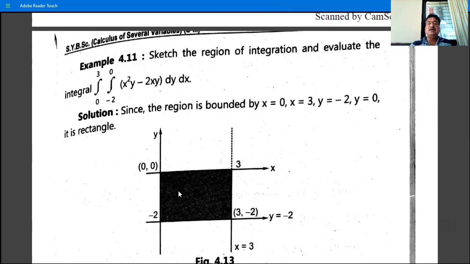We can sketch the region of integration from the values of the limits. The limits of x and y both are constants. Here dy is first, so minus 2 to 0 is the limit on y, and dx is after dy, so 0 to 3 is the limit on x.